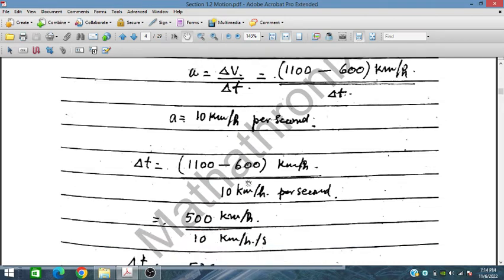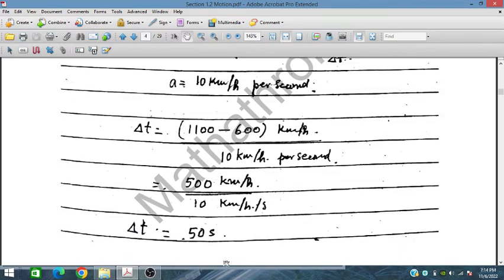So this 10 kilometers per hour per second means this difference in kilometers per hour is 500, and this is 10 kilometers per hour per second. So the kilometers per hour will cancel out, and the second in the denominator will appear in the numerator. So 500 divided by 10 is 50 seconds.